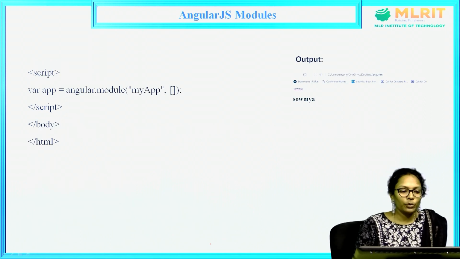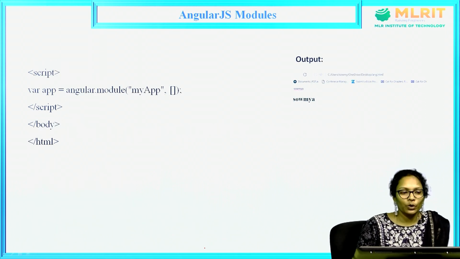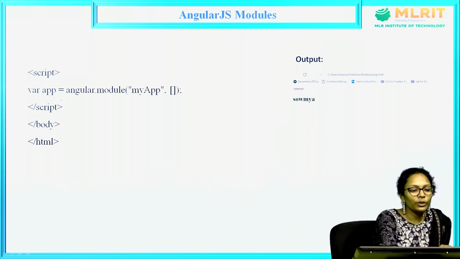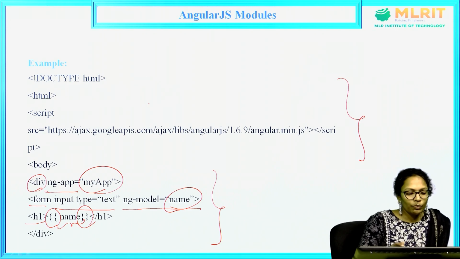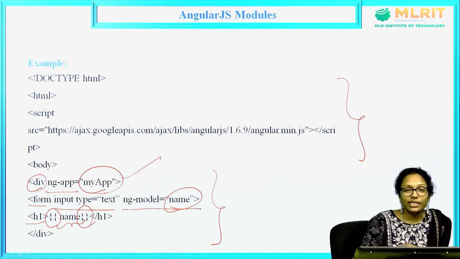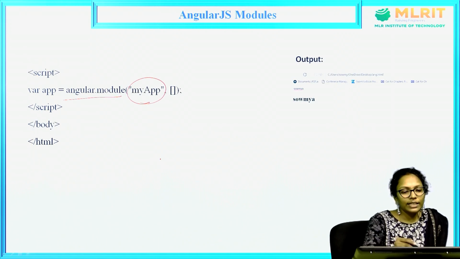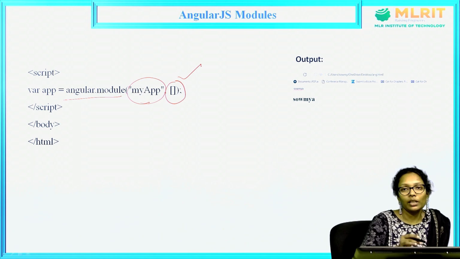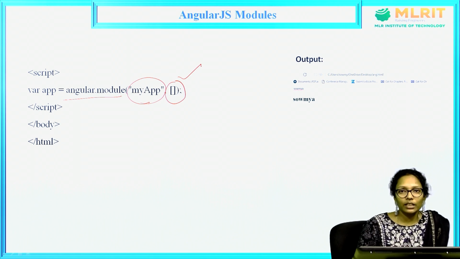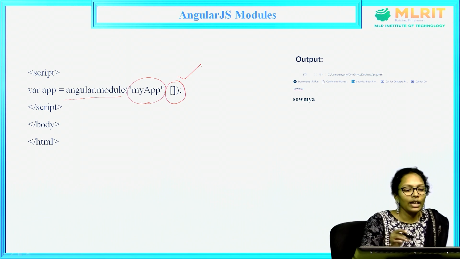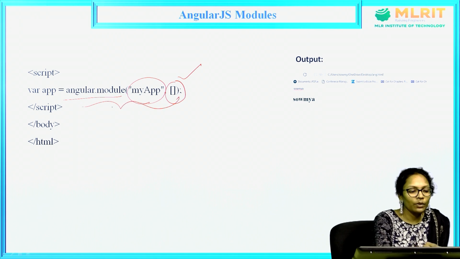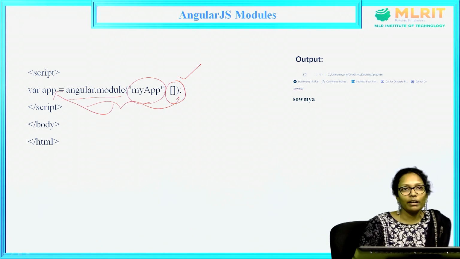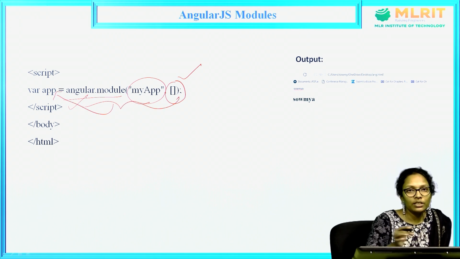Now I'm creating a module for this. How to create a module? angular.module. The name of the module is myApp, the same as your ng-app. The second parameter is an empty array, because you're defining this module for the first time. Whatever it returns, I'm storing in a variable called app. That's all, I'm closing the script.